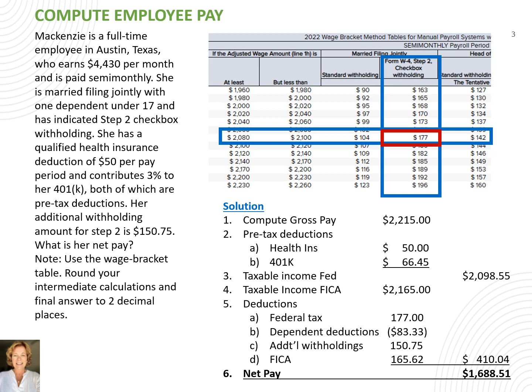But we're not finished yet. Mackenzie also has one dependent under 17, for which she's entitled to a reduction on her income tax of $2,000 per year. We need to divide the $2,000 by 24 to get the amount per paycheck, which is $83.33, for a tax amount of $93.67, plus the additional withholdings of $150.75, for a total of $244.42 for the federal tax withholding.